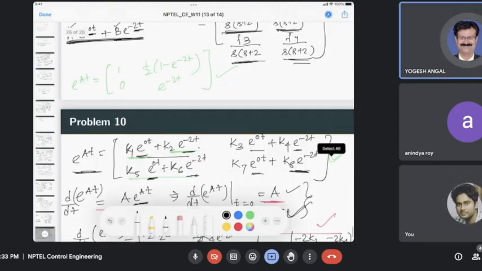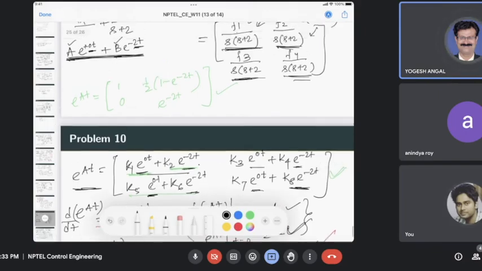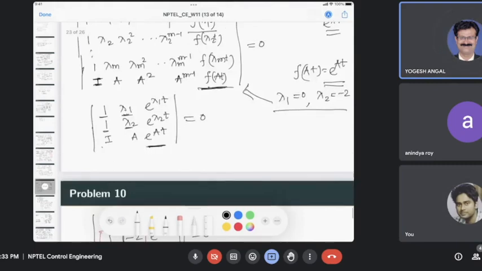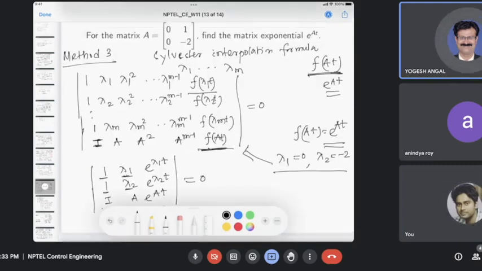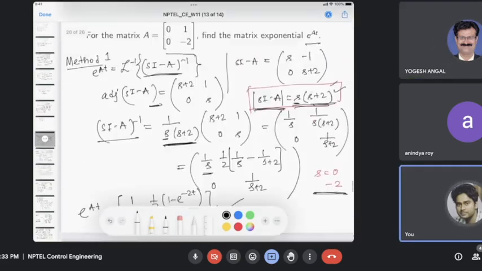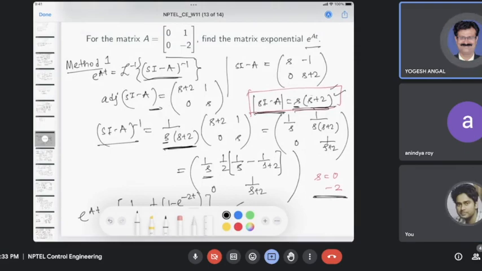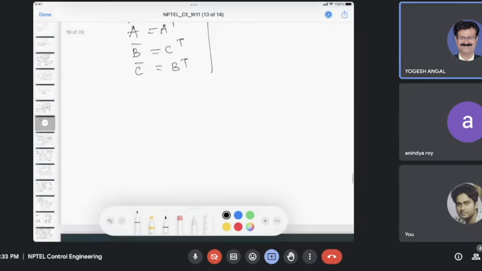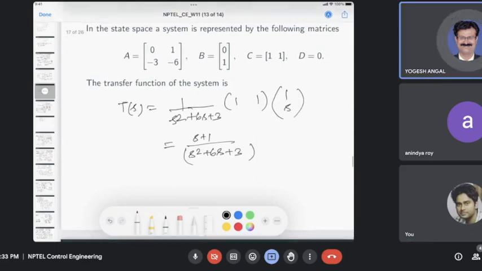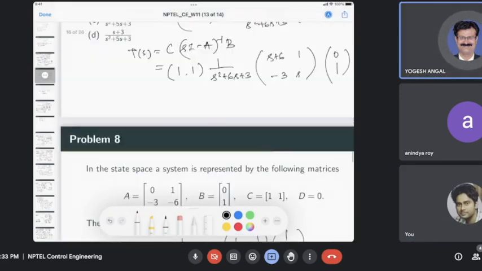Sir, hello, sir. Yes. Can I go to the above equation? Which one? No, previous to this. This one, (sI minus A) inverse. Upper one, I think. Okay, (sI minus A) inverse. Go above, the previous one. Can you go before that? Okay.